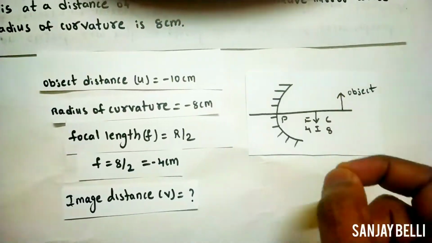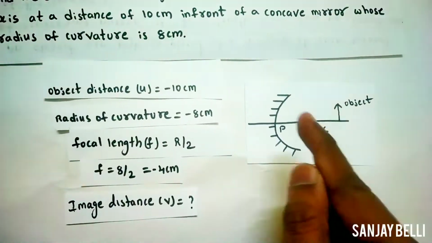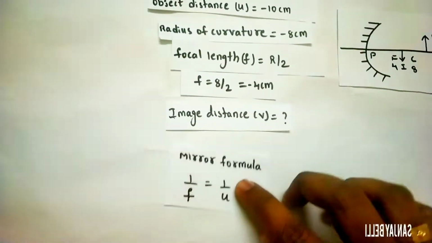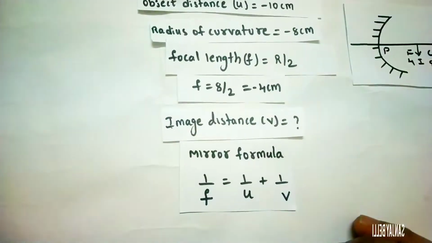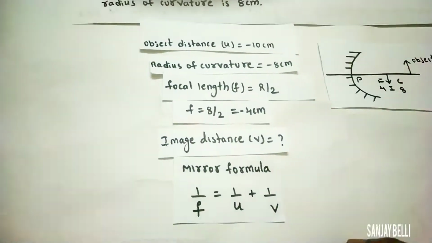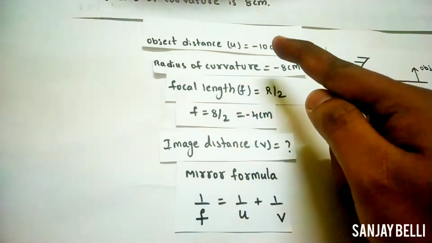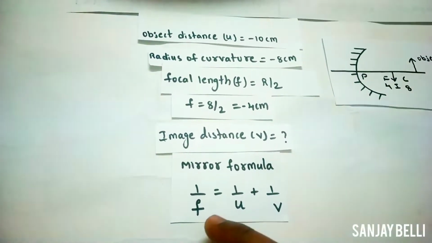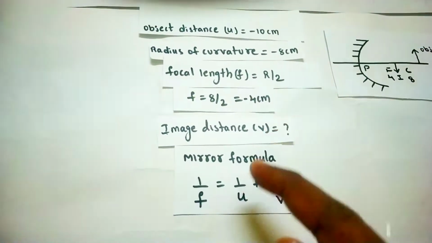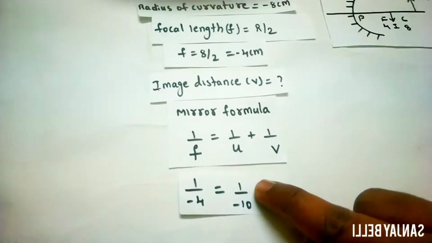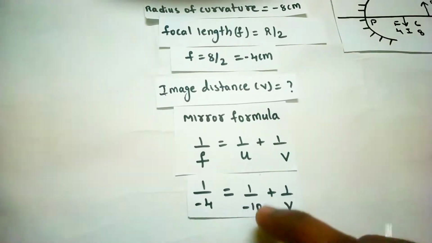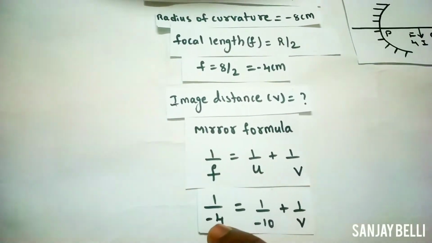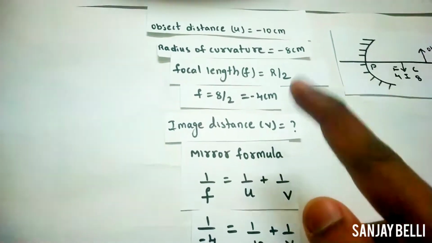Before doing the problem, we have one small advantage when we know this ray diagram. So as we know, the mirror formula is 1 by f equals 1 by u plus 1 by v. So u is minus 10 centimeters, v is what we have to find, and f is minus 4 centimeters. Now you substitute here: 1 by minus 4 equals 1 by minus 10 plus 1 by v. Here f equals minus 4 and u is minus 10.